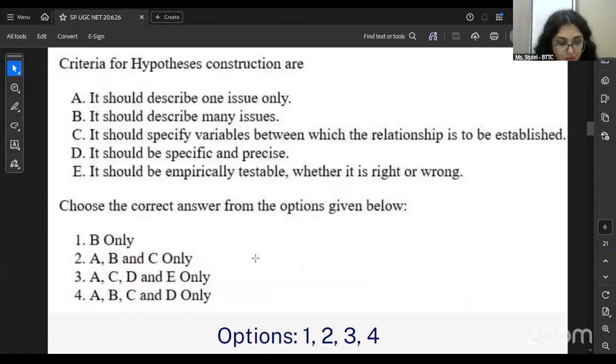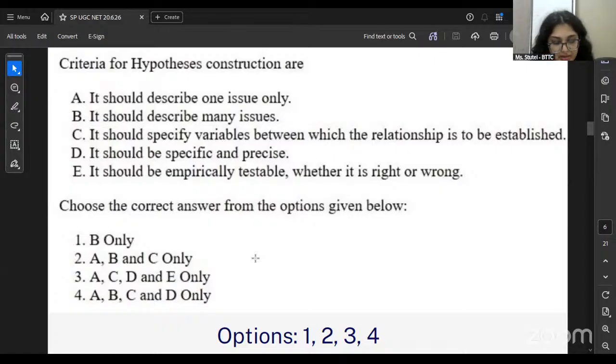Okay. Now, the next thing is, let's evaluate all these four to five sentences, which is criteria for hypothesis construction, where you have to choose which answer is the correct answer from the options given below. So I quickly, in a brief reading, read the options first, and then I tried to evaluate each statement. I was like, it should describe one issue only.